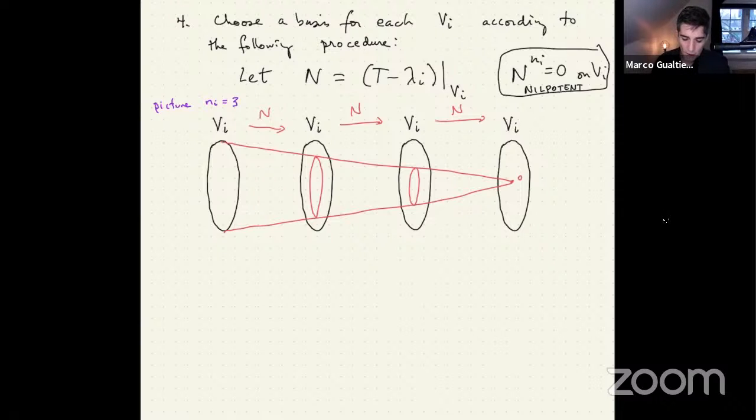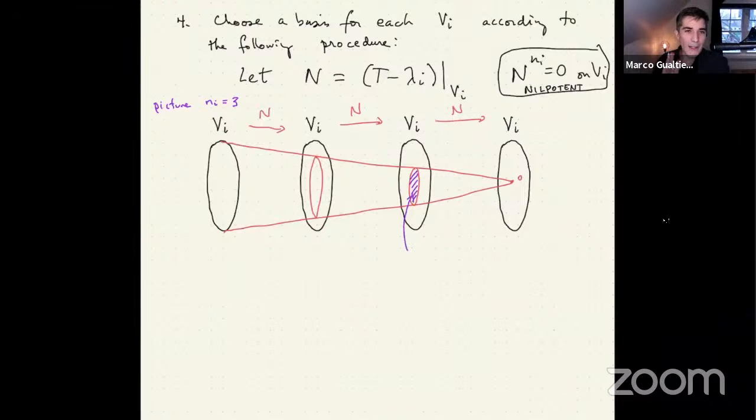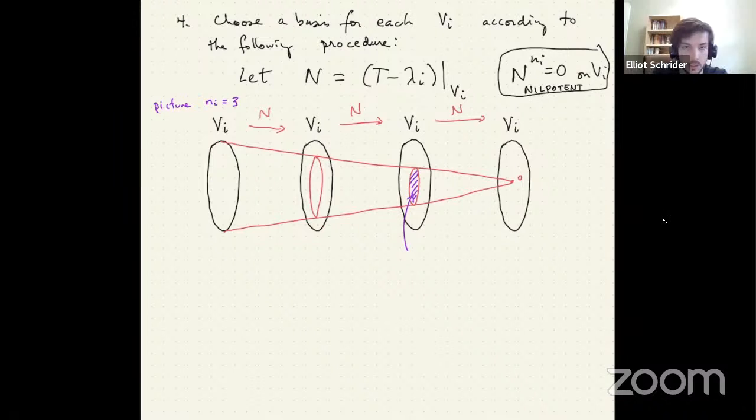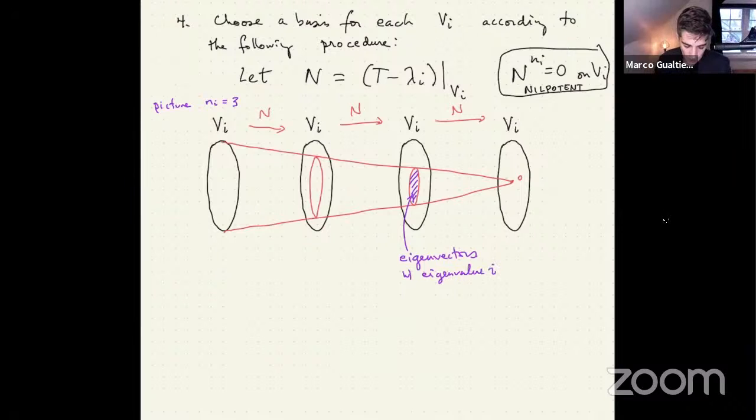So comparing with our previous picture, right? This here, what are these elements? There's something special, you know them well. These are the elements that are killed by applying n just a single time. So what are these? Eigenvectors, yeah, eigenvectors with eigenvalue lambda I. And all of these are generalized eigenvectors.